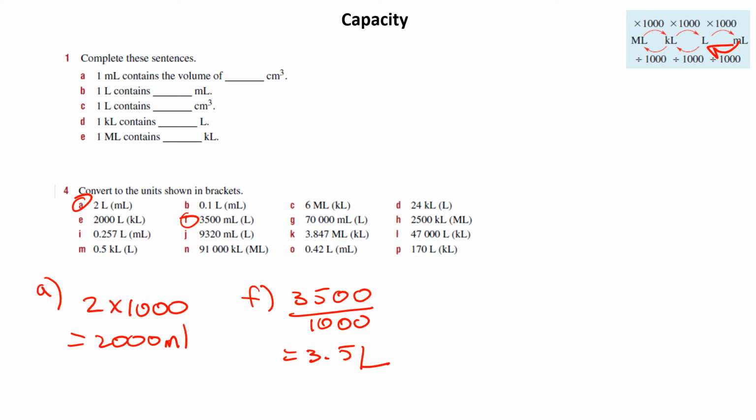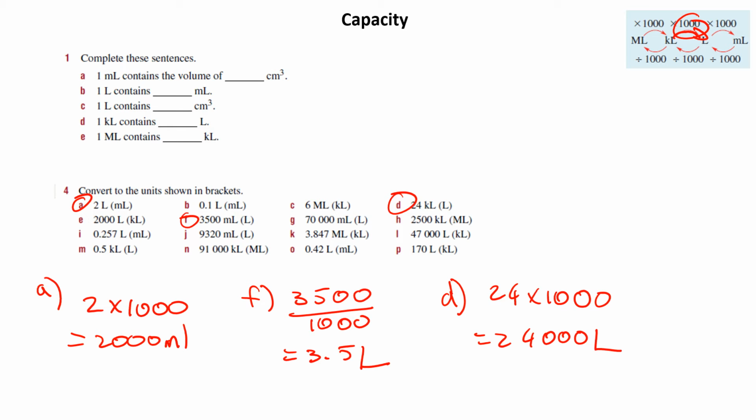Now, if I go from, say, D, let's pick D. I'm going from kiloliters to liters, so I'm going in that direction. So I'm going to go 24 times 1,000. Just remember that's a bit there. That means I'm going to have 24,000 liters.